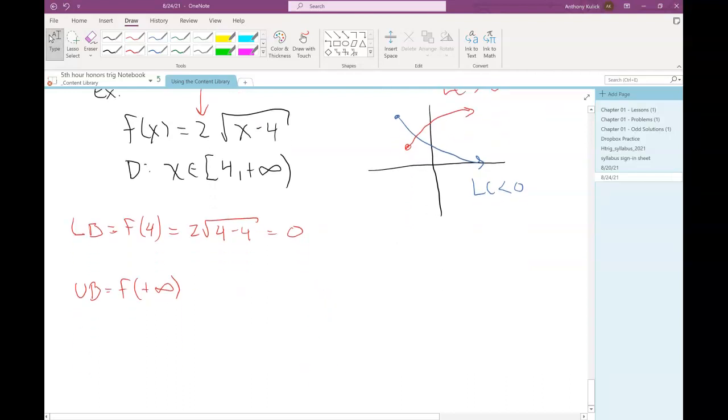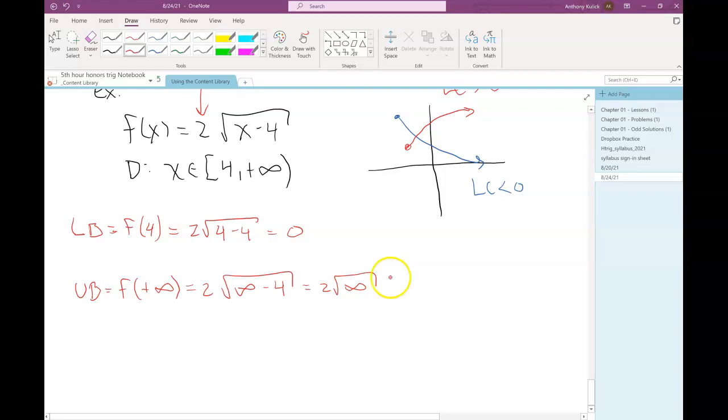What's weird though now is I have f of positive infinity. Well, we're just going to use a little bit of common sense to evaluate that. So I have 2 times the square root of positive infinity minus 4. What's infinity minus 4 going to give us? Still infinity, right? You have infinitely many things and you take 4 away, well, that's still infinite. The square root of infinity, still infinity, right? Like the square root makes the number get a little bit smaller, but it's infinitely big anyways.